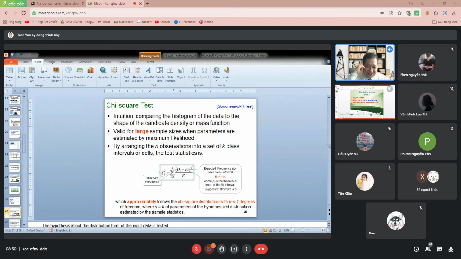Did you use the chi-square test before? Yes. Okay, lovely. You know how to apply this one to identify the chi-square value here: observed frequency, expected frequency, etc.